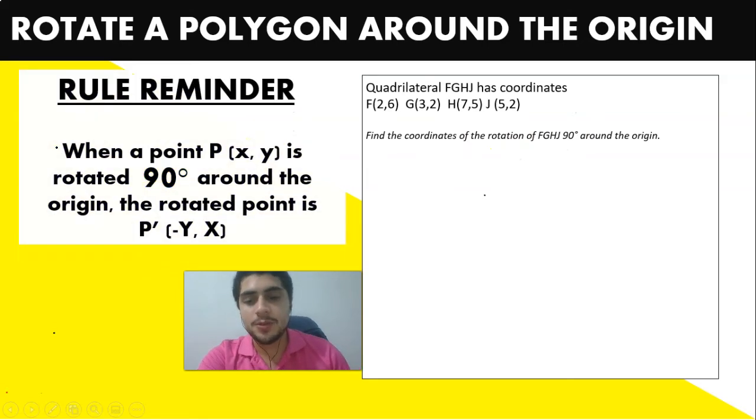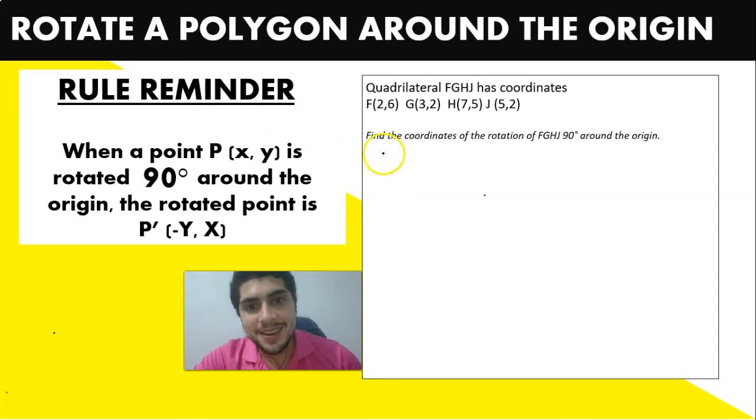Now, in order to know that, we have to keep in mind there's a rule reminder here. So whenever we have a point P that has coordinates x, y, and we're going to rotate it 90 degrees around the origin, the final coordinates of the point are going to be minus y comma x.